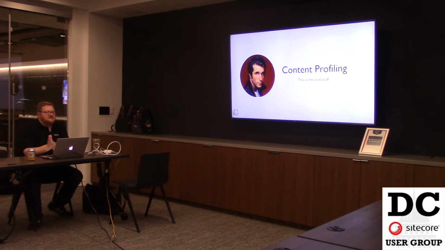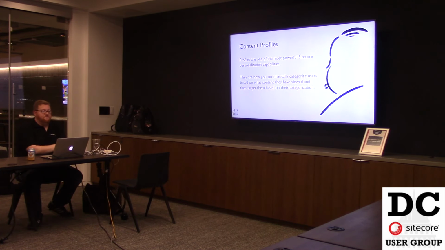So now let's get into content profiling. This is the really cool stuff, and this is how you can target someone based on the type of content that they've looked at on your site. Profiles are one of the most powerful Sitecore personalization capabilities. These are how you automatically categorize users based on the content that they've looked at, and then target them based on that content.